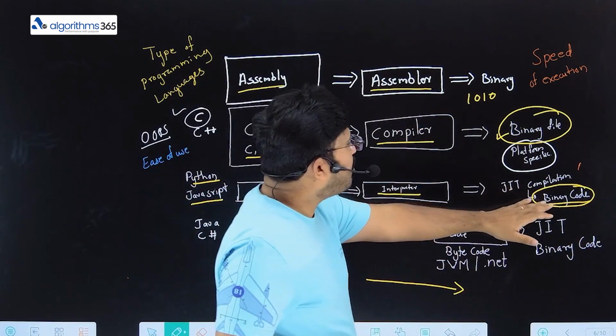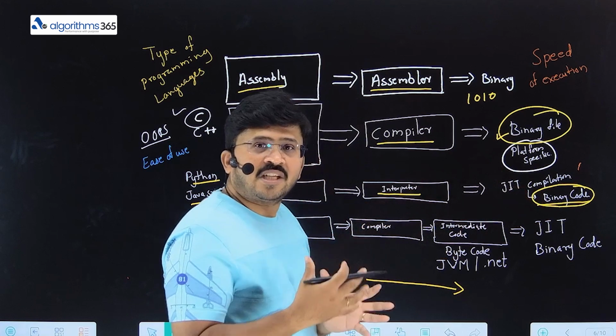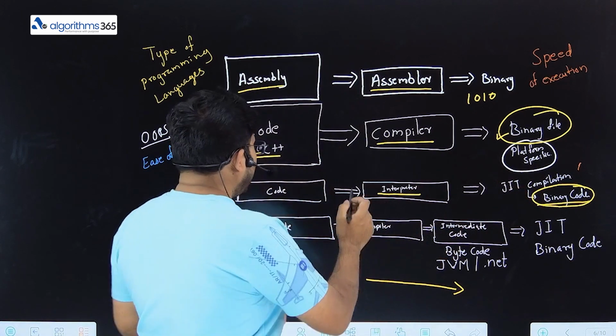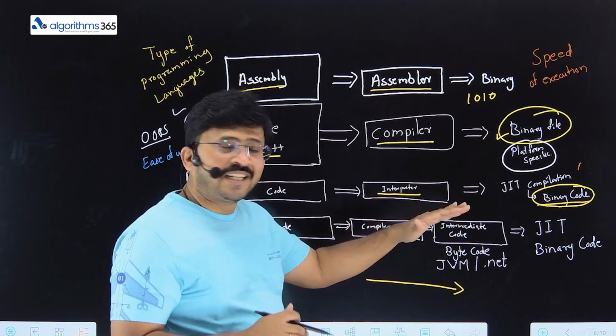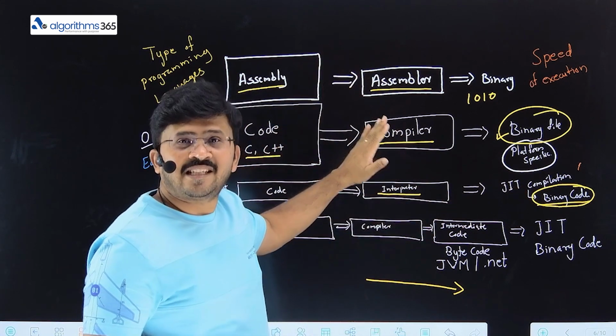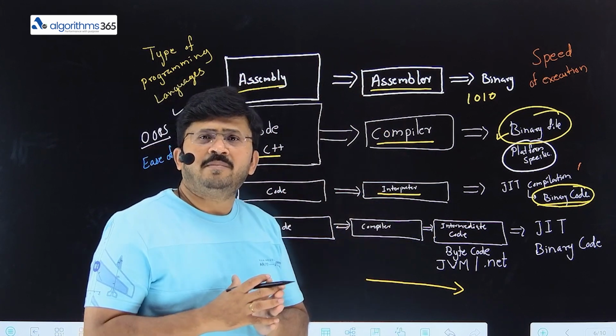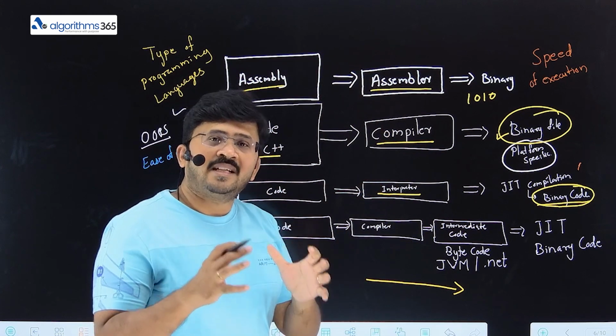And they have some optimization which they call just-in-time compilation to increase the speed. However, in this case, these languages are definitely slower than assembly and C++. Hence, Python and JavaScript are mainly used in those scenarios where they are not time critical.